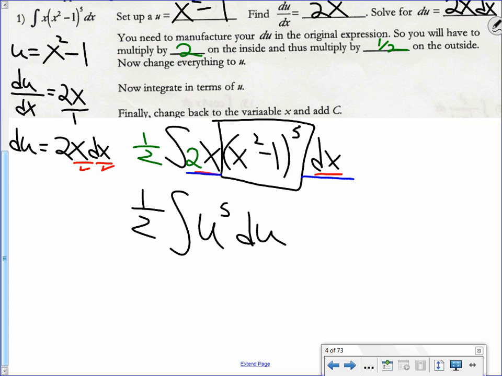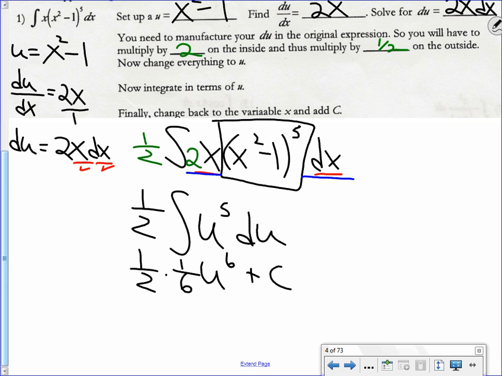Who wouldn't want to integrate that? Everyone wants to integrate that, right? You see how now it's nice and easy? We made a substitution that's going to allow us to use one of our integration formulas. So let's integrate the half. What is the antiderivative of u to the 5th if you've got the u? 1/6 u to the 6th.